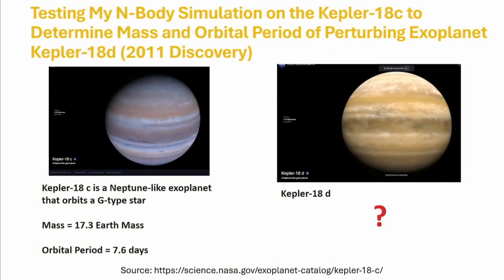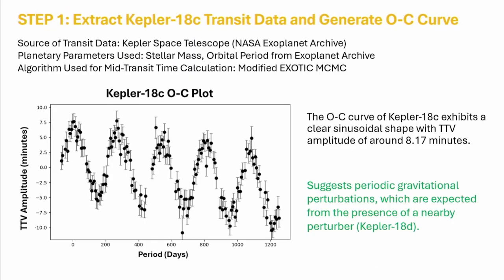So I wanted to test my algorithm and N-body simulations on Kepler-18c to see if I could predict the mass and orbital period of Kepler-18d. So here, I took Kepler-18c as my transiting planet and just ignored the Kepler-18d transit and assumed it was the perturbing planet. So here, this is what I was given. Since I already knew Kepler-18c, I knew its mass was about 17 Earth masses and its orbital period about 7.5 days. And now I wanted to find out about Kepler-18d.